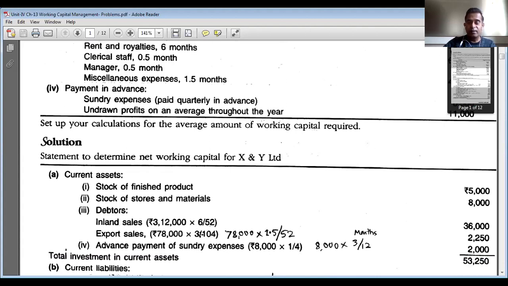And then the holding period is 3 months. Paid quarterly in advance means a quarter, which is 3 months. There will be 4 quarters in a year. Please recall, 1 quarter is equivalent to 3 months. So I'll multiply 8,000 by 3 divided by 12 months. The working capital required to finance sundry expenses is 2,000 rupees.